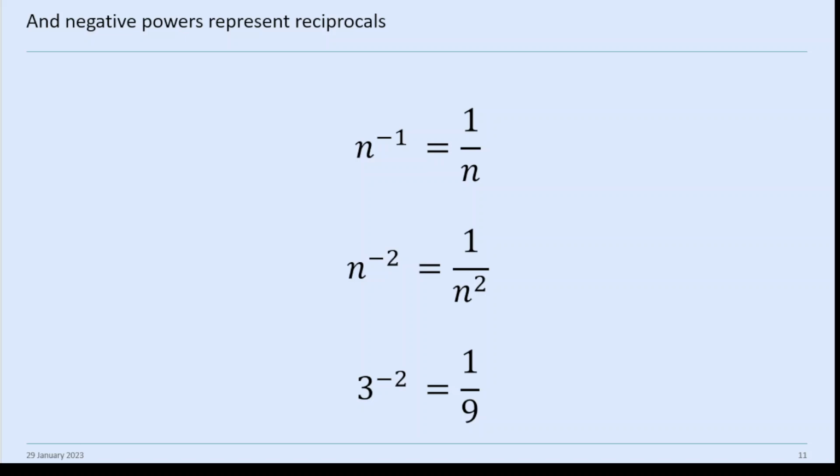Negative powers represent reciprocals. So n to the minus 1 equals 1 over n, and n to the minus 2 is 1 over n squared. For example, 3 to the minus 2 is 1 over 3 squared, which is 1 over 9.